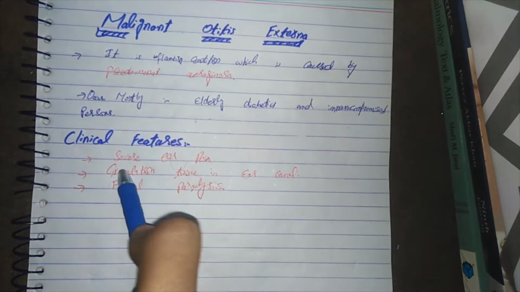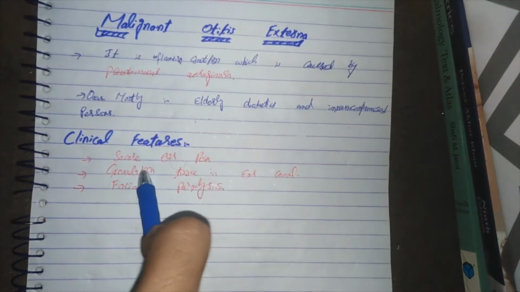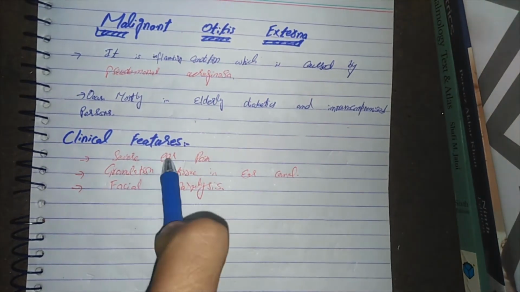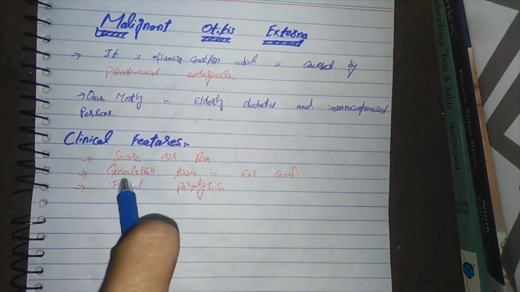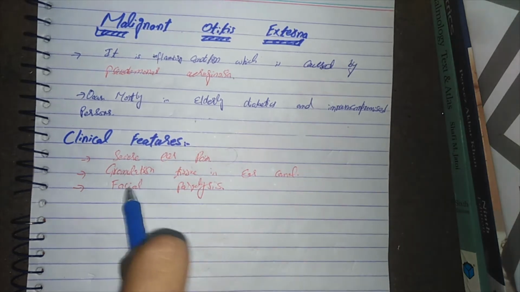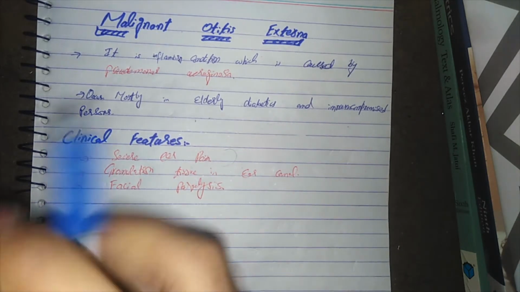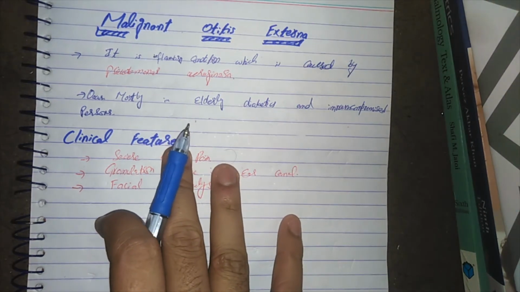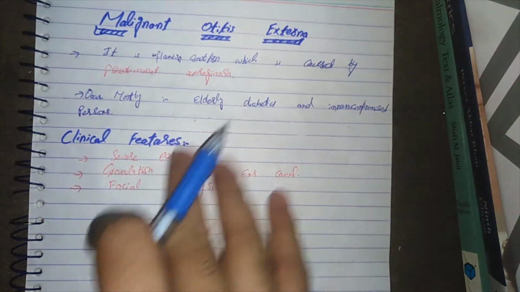Now we will discuss the clinical features of malignant otitis externa. In malignant otitis externa, there is severe ear pain and there is a granulation tissue in the ear canal, and there is also a facial paralysis. Now, you have to remember these key points to diagnose malignant otitis externa.